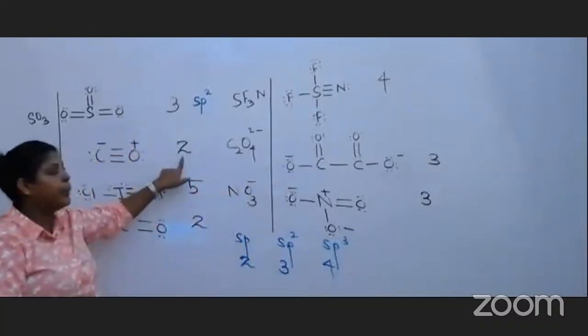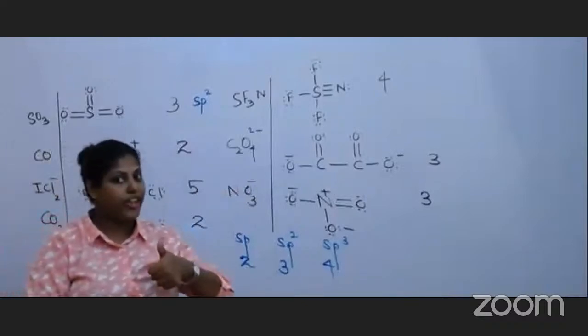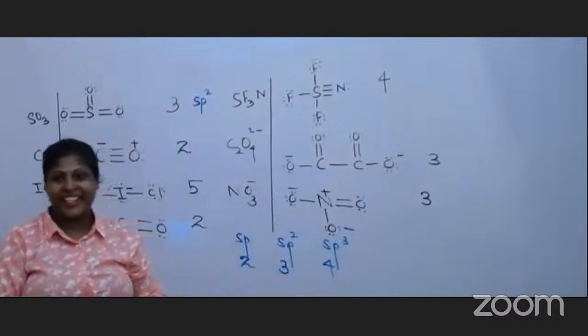So when we have 2 VSEPR units, one for s and another one for p, therefore sp.